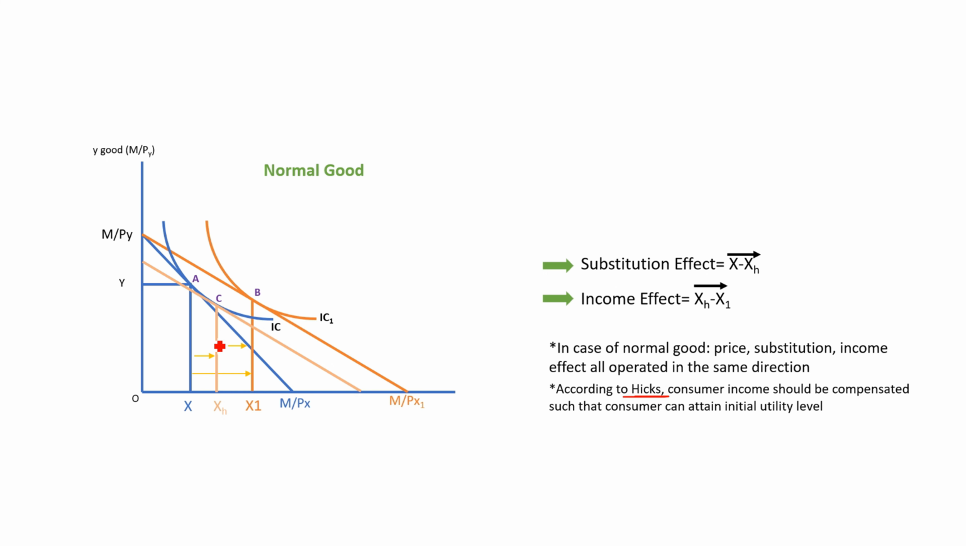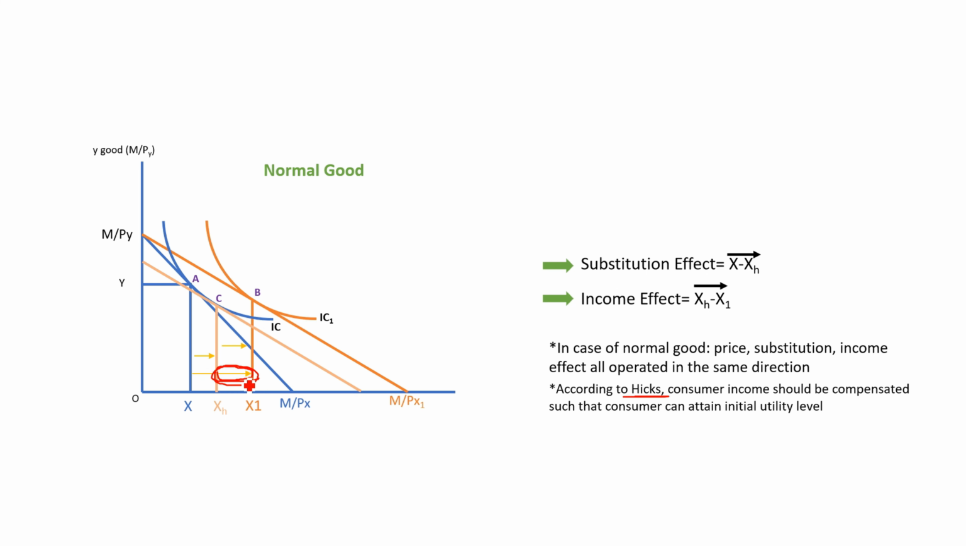So here two effects occurred. The first one is substitution effect. From B to C, that is from X to XH, it is substitution effect, and income effect is from XH to X1. It happened because of the decrease of income, and for that reason it is called income effect.